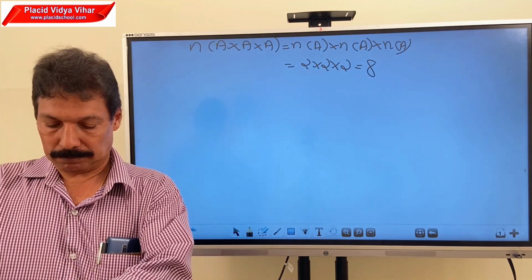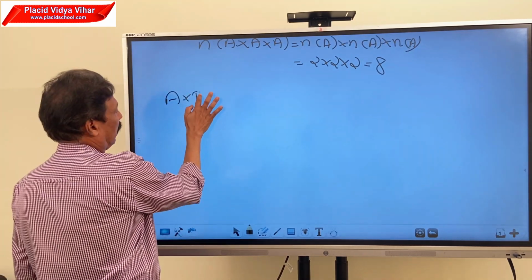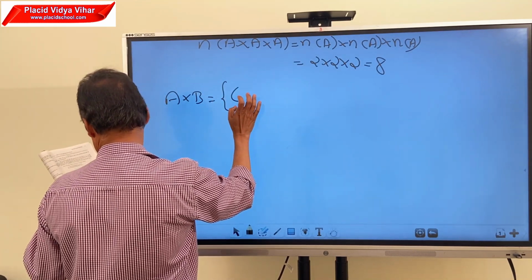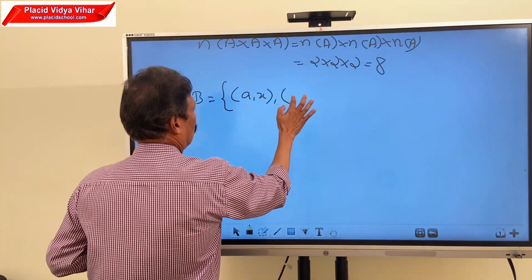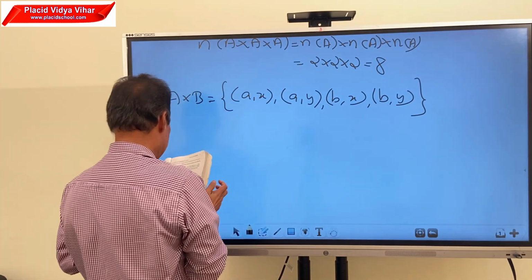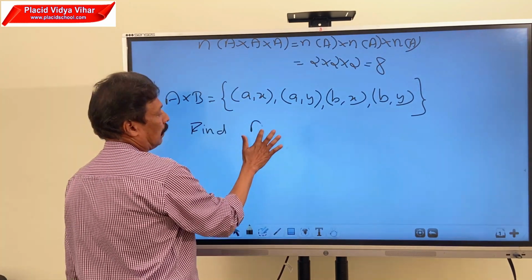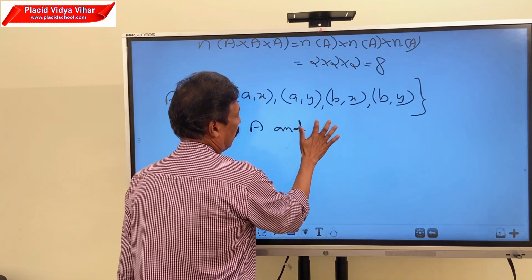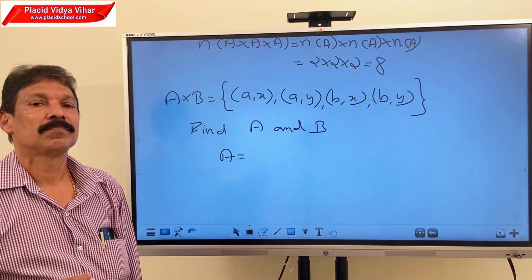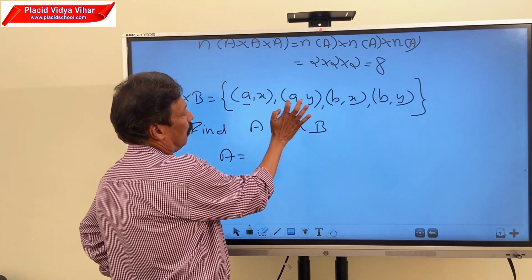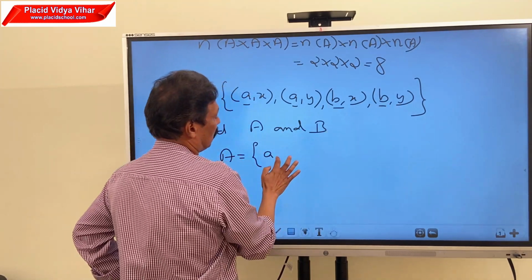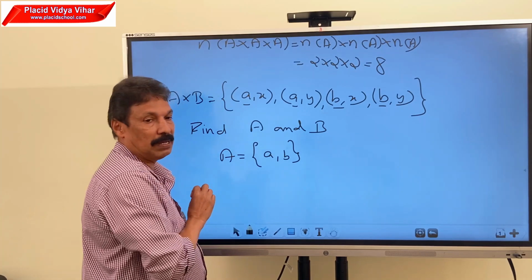Then another problem: given A cross B equals the set of ordered pairs (a, x), (a, y), (b, x), (b, y), find A and B. Here A equals the set of all first entries. Here the first entries are a and b. So write the set A as {a, b}. Therefore A equals the set {a, b}.